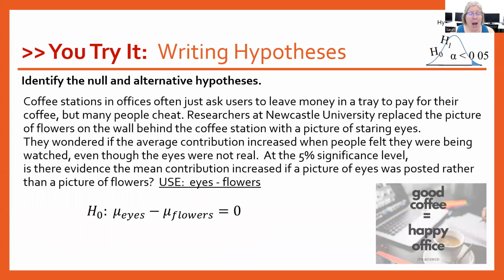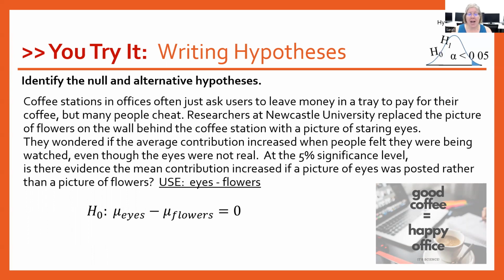Coffee stations in offices often just ask users to leave money in a tray to pay for their coffee. Unfortunately, many people cheat. Researchers at Newcastle University replaced the picture of flowers on the wall behind the coffee station with a picture of staring eyes. They wondered if the average contribution increased when people felt they were being watched, even though the eyes were not real. At the 5% significance level, is there evidence the mean contribution increased if a picture of eyes was posted rather than a picture of flowers?